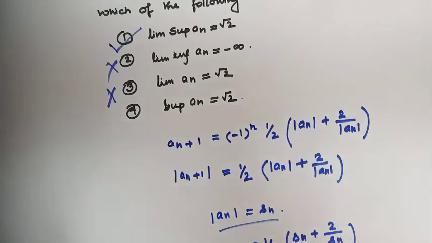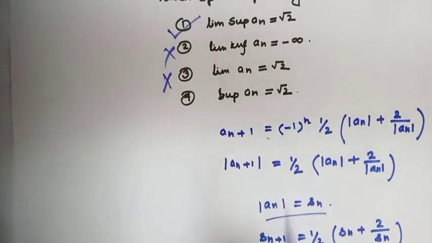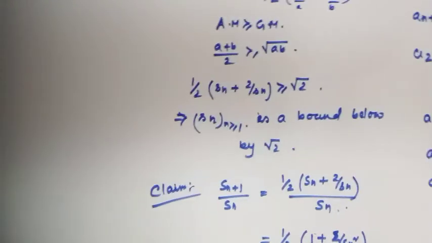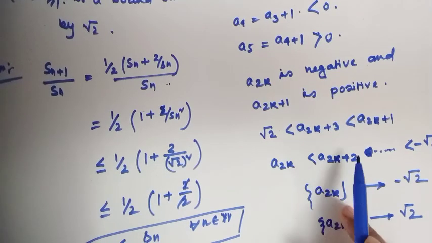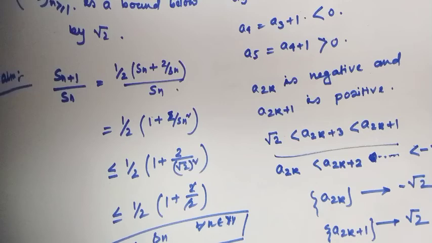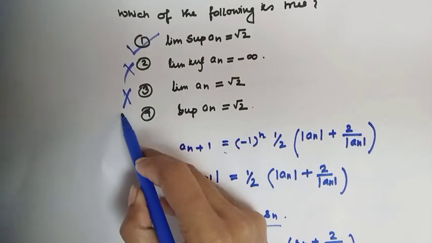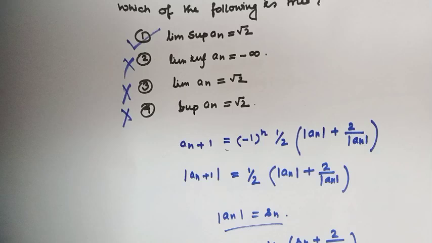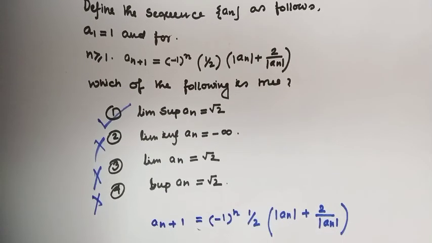Okay? Now the supremum of a_n equal to the square root of 2. Here I have a sequence term which is greater than the square root of 2. So the supremum cannot be the square root of 2. So option 4 is also a wrong option. Only option 1 is the true option. Okay? Well.